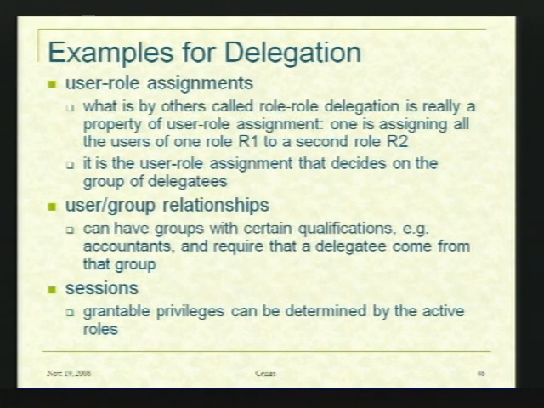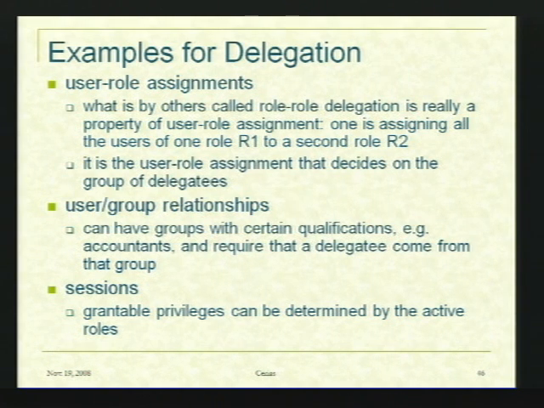The most interesting one is the user role assignment. People talk about role delegation, but what do they really mean? They're really saying that the users assigned to role 1 can be delegated to another role. Well, it has nothing to do with role 1. It has to do with the users. And it's really the user role assignment that's determining the delegatees, right? So the proper way to think about it is that it's a function of user role assignment, not a function of role relationships.